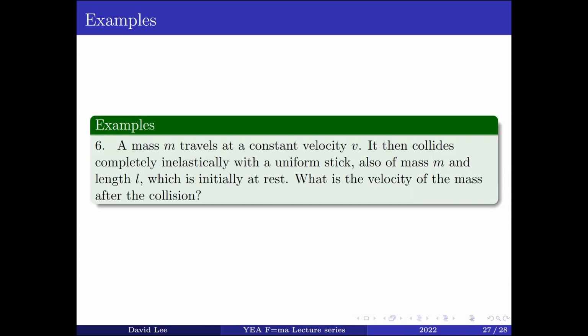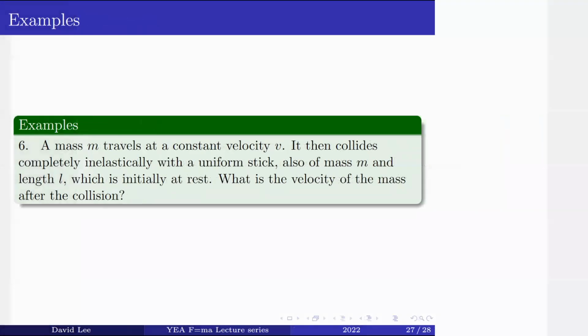Oh, wait, yes. This will collide at the end of the stick. I forgot to mention that, but let me draw a diagram again for clarification. So we have a mass m here. Initially, it's traveling at a velocity of v, and it will collide with the end of the stick here and stick to it. The stick will move, but it will also rotate. And so we want the velocity of this end right after the collision.